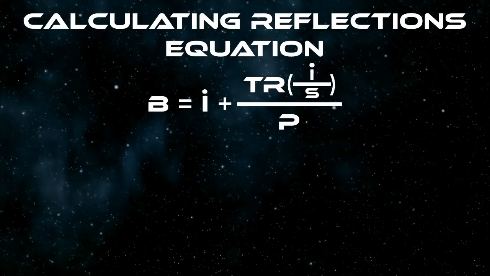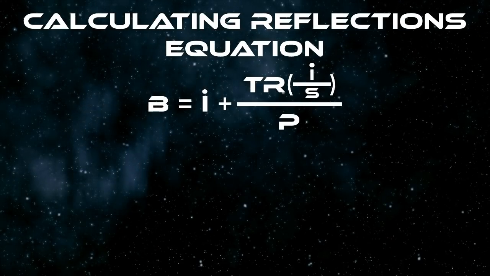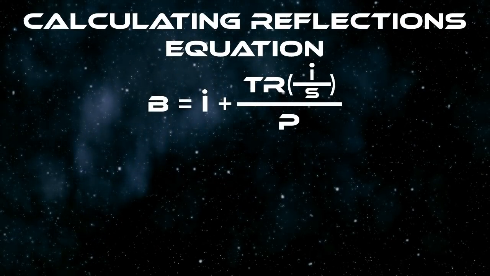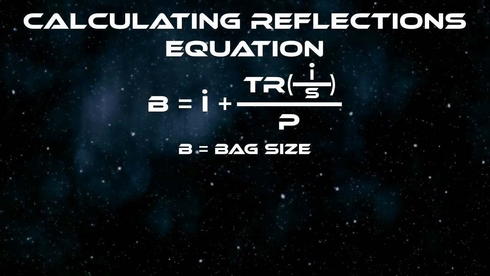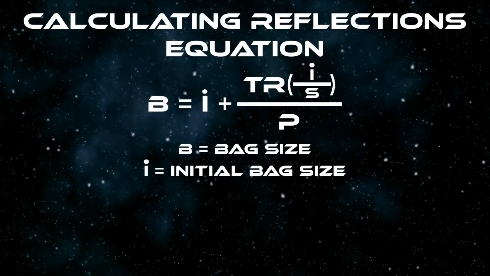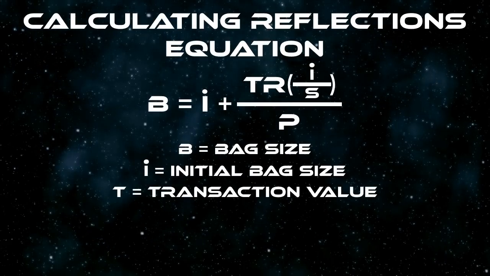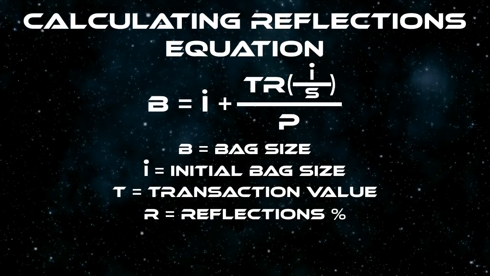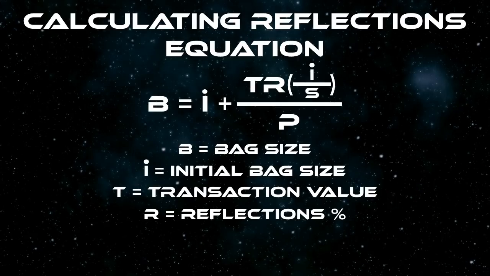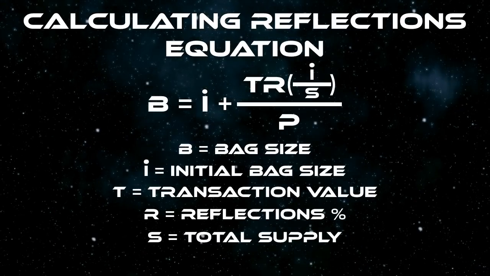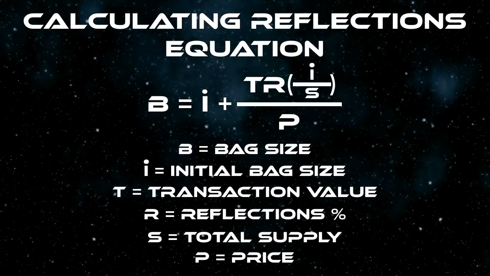To calculate this equation on a repetitious basis, taking into consideration the compounding bag size and the increasing of the wallet after each transaction, we can calculate this using the following equation. B equals I plus TR multiplied by I over S, all divided by P, where B represents the bag size, I represents the initial bag size, T represents the transaction volume or value in dollars, R represents the tokenomics reflections percentage, once again being 5% for Safemoon, S represents the supply, and P represents the current price.